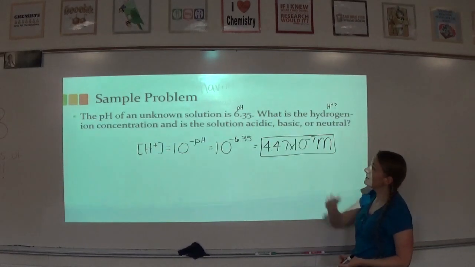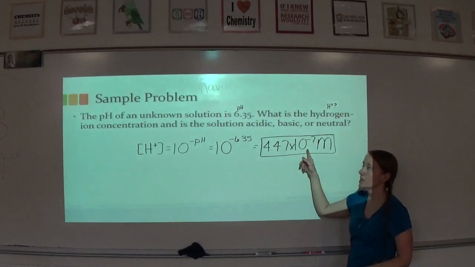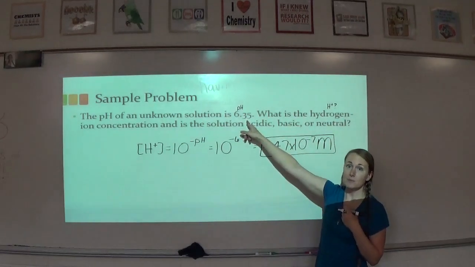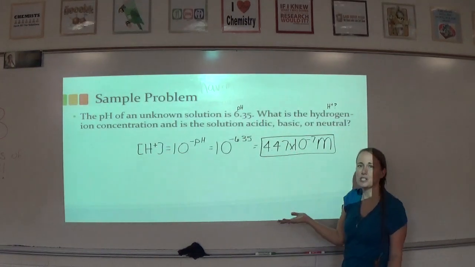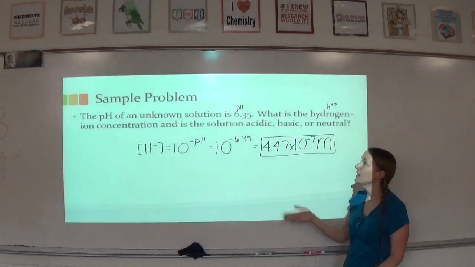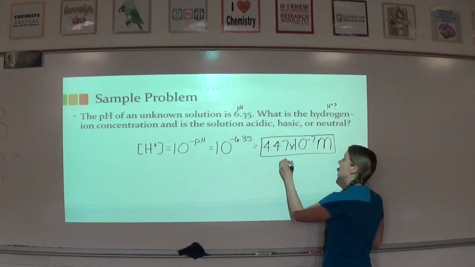So then it says, is it acidic, basic, or neutral? Well, remember, you don't have to look at your answer. You could look at what I gave you in the problem to tell us. So what's easier to look at, H+ or pH? Well, pH is usually what's just the easiest for you to look at. So since pH is less than 7, I mean it's a little bit less than 7, it would be slightly acidic.